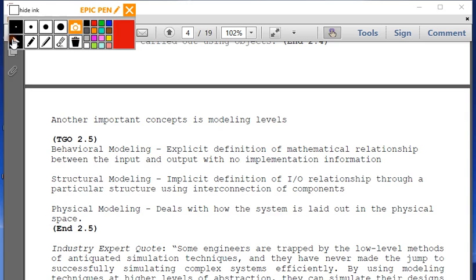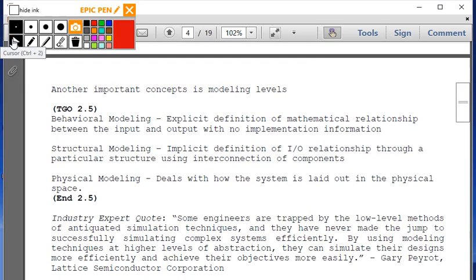And so, again, I want to include this industry quote. Some engineers are trapped by lower-level methods of antiquated simulation techniques, and they have never made the jump to successfully simulating complex systems efficiently. By using modeling techniques of a higher level of abstraction, they can simulate their designs more effectively and achieve their objectives more easily.